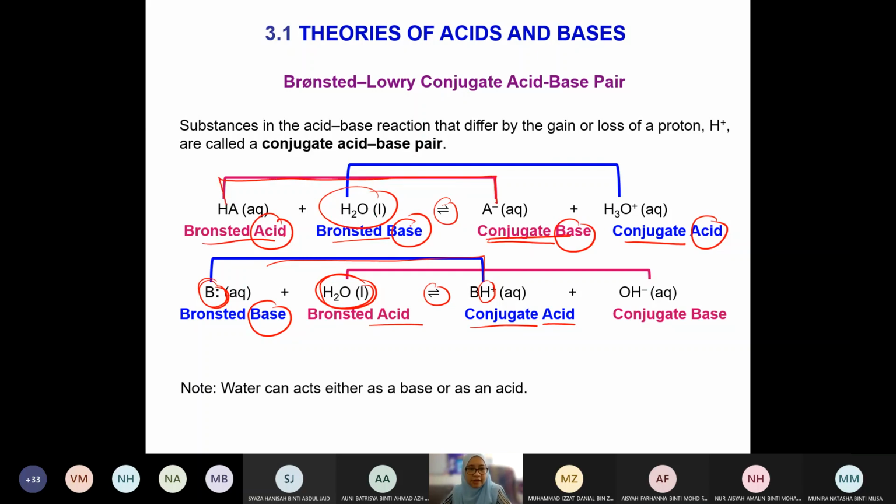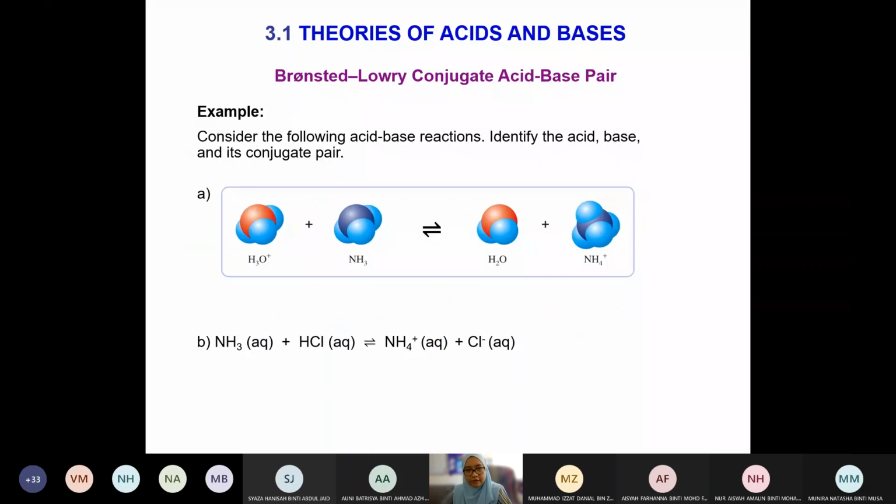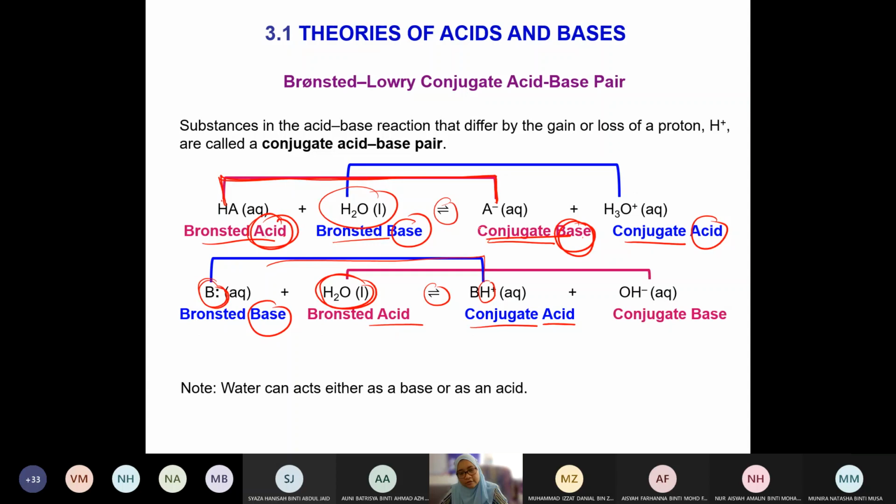Sometimes students write Bronsted acid, conjugate acid, and pair them like that. That is wrong. You have to pair before and after. For this one, you have to draw the arrow and then pair with the correct names. Example, consider the following acid-base reaction. Identify the acid, base and its conjugate pair, like this one just now. You have to write down below each substance and then pair them.